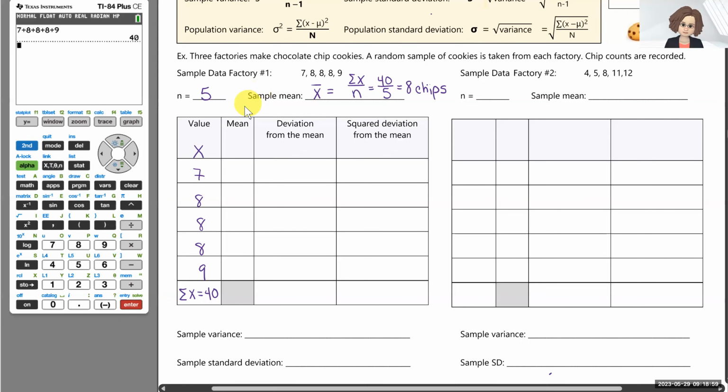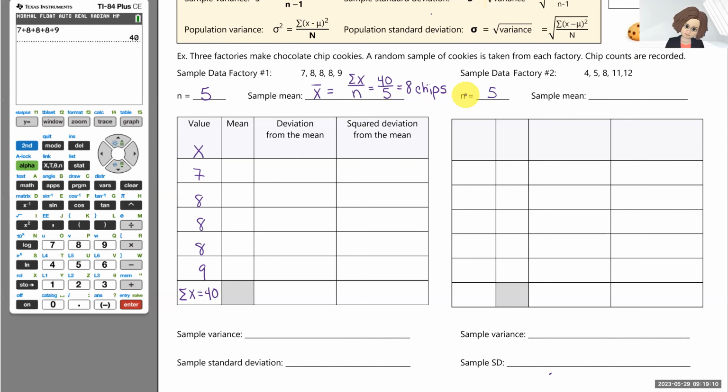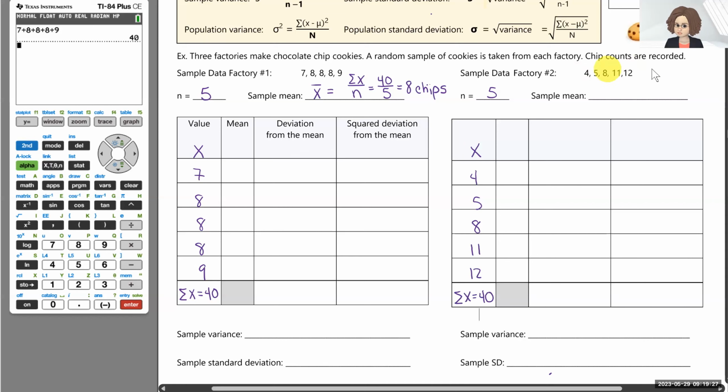Now I'm going to compare that sample to the sample from factory number 2. For factory number 2, we have 5 cookies, so n is 5. I'll write those values in the table. These were 4, 5, 8, 11, 12. And if you'd like to check, when you add those values, you're going to again get 40. So if I put all the chocolate chips together, there'd be 40 chocolate chips.